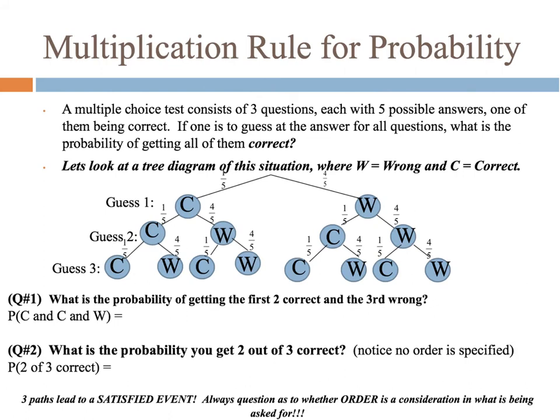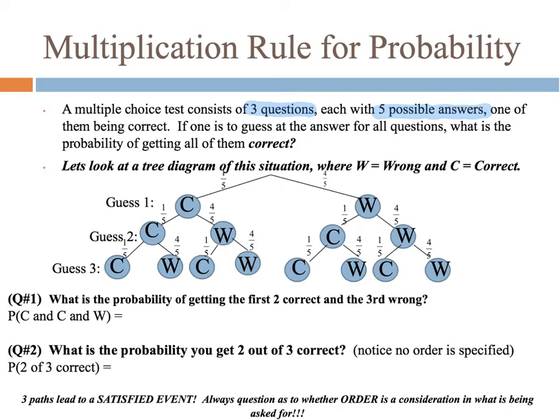Let's look at another example. This one's somewhat similar to what we just looked at. In fact, we can see that there's a similar tree. I've changed the letters. But in this question, we have a multiple choice test consisting of 3 questions with 5 possible answers, one of them being correct. So we have a multiple choice test that has 3 questions, and for each question there are 5 possible answers, with one of them being correct.